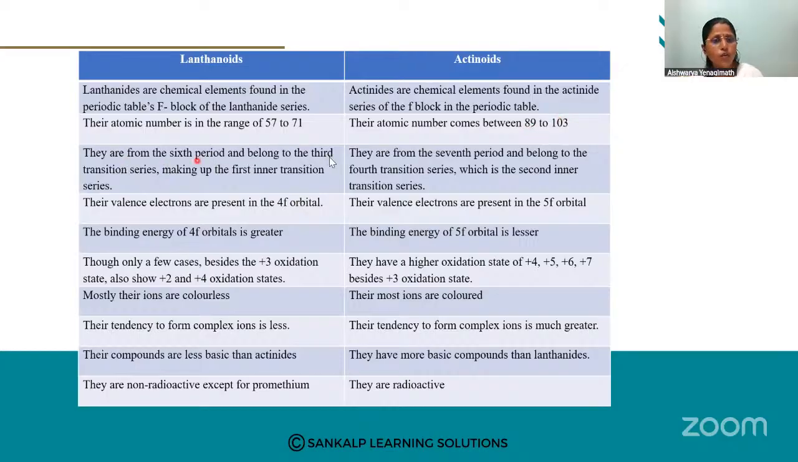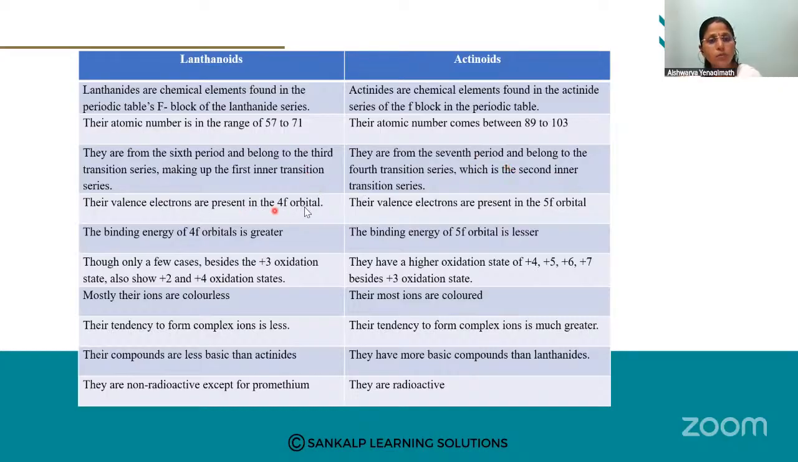They are from the 6th period and belong to the 3rd transition series, making up the first inner transition. F block elements are called inner transition elements. Why inner transition? Transition is the n-1th shell; inner transition is the n-2th shell. They are present within the transition elements, therefore they are called inner transition elements. And these form the 7th period and belong to the 4th transition series.